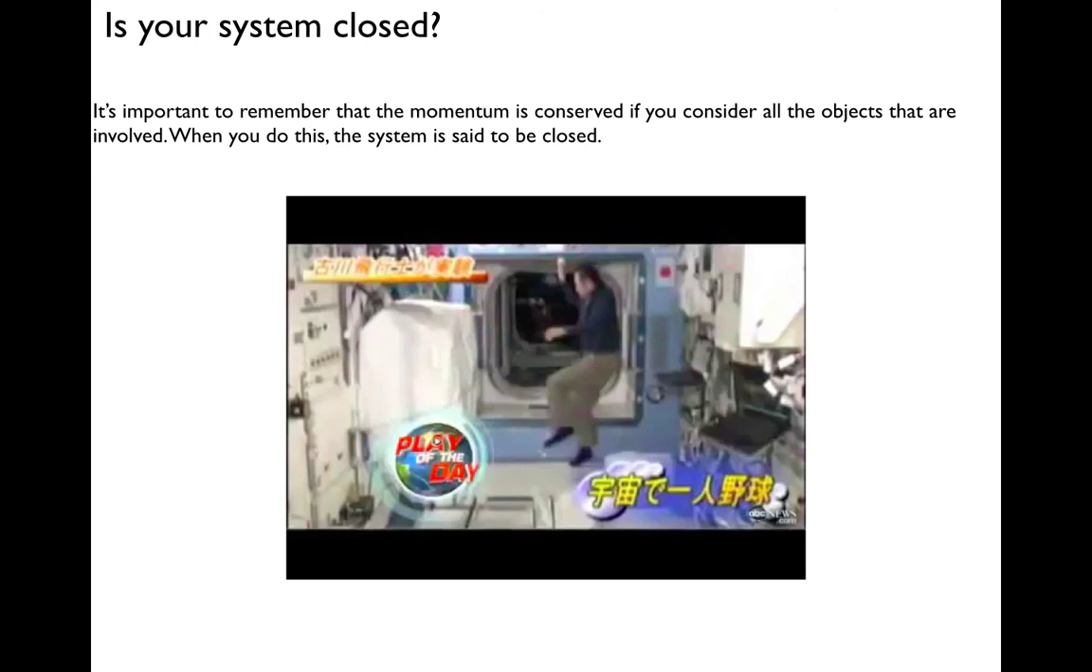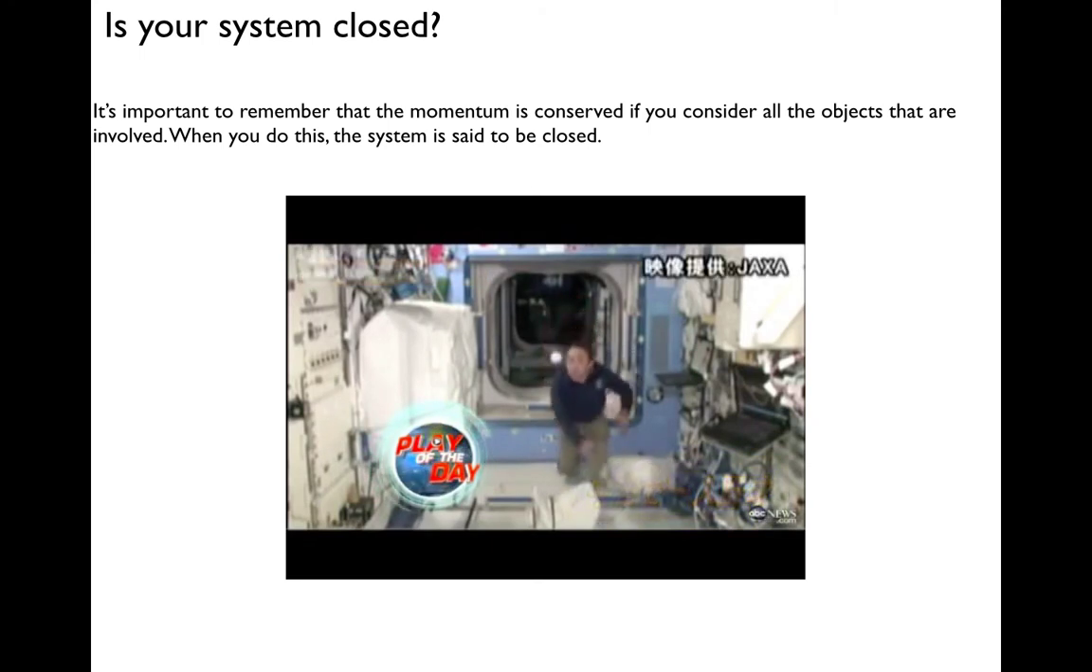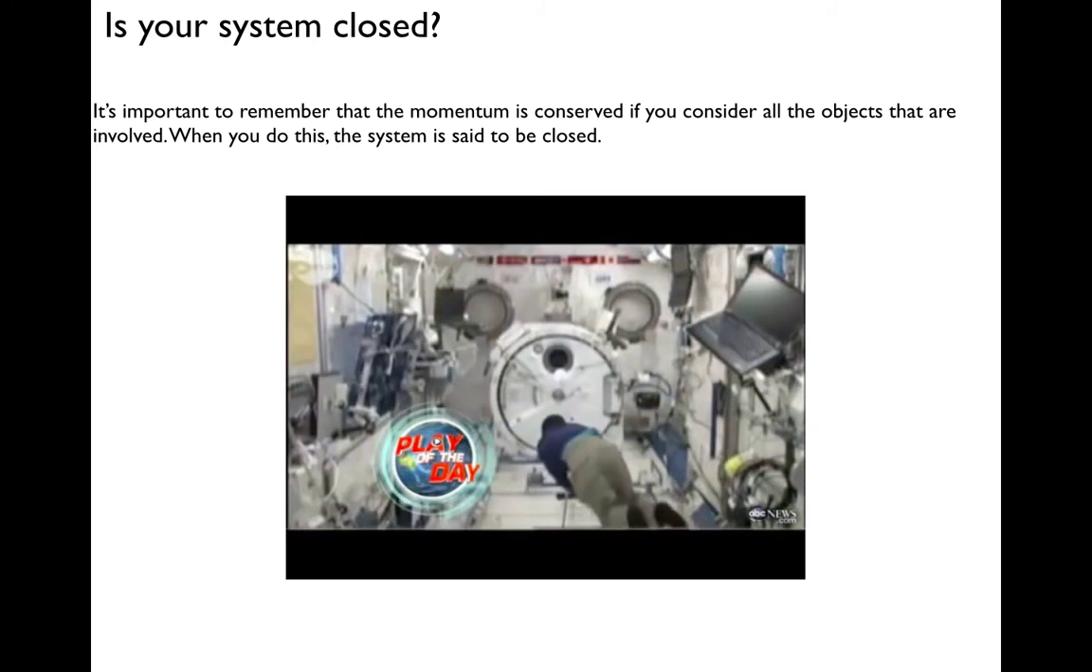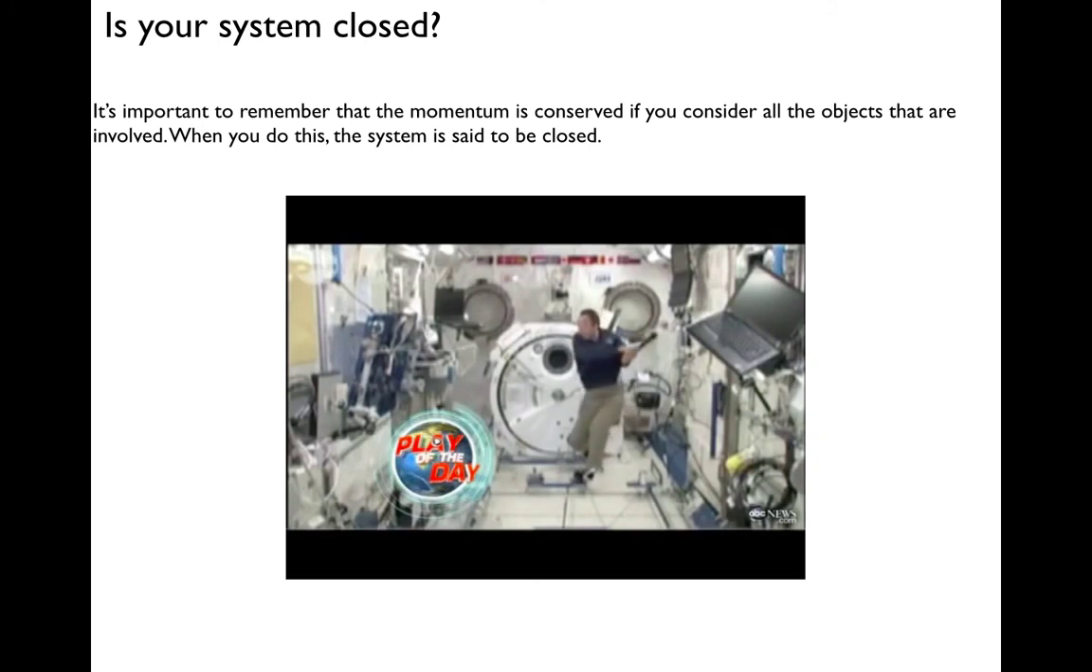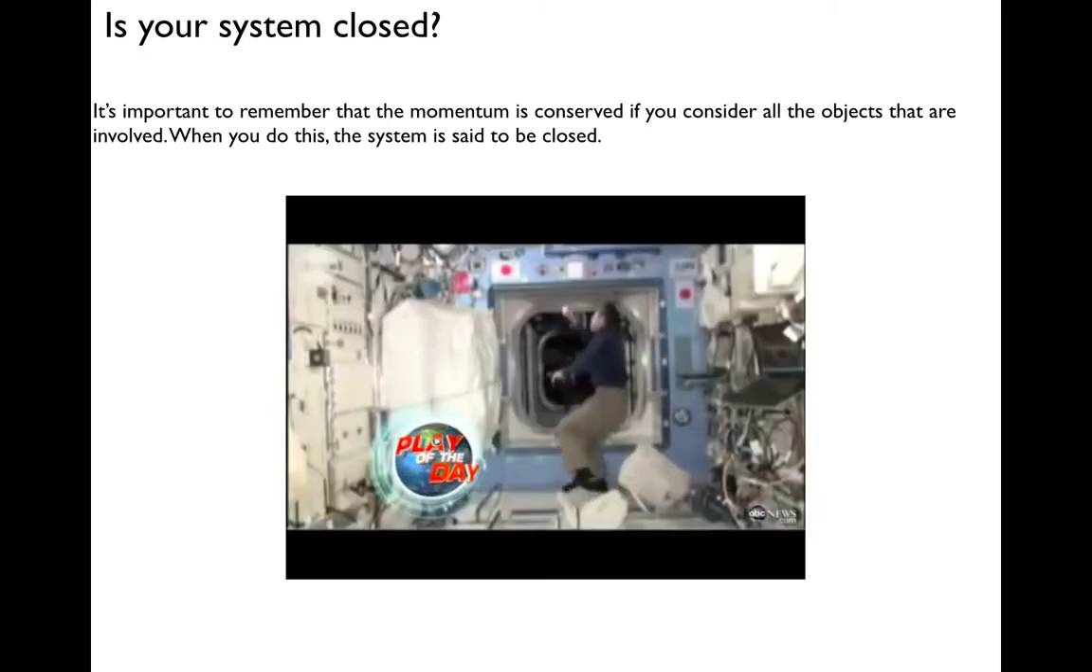In space, it's a little more obvious. Here's a fun little one. Somebody decides to play baseball by themselves, and it is possible to do it. There you go. Change of momentum. So when he hit that ball, he moved back a little bit, and it may be easier to show these things in space, but not as easy on Earth.